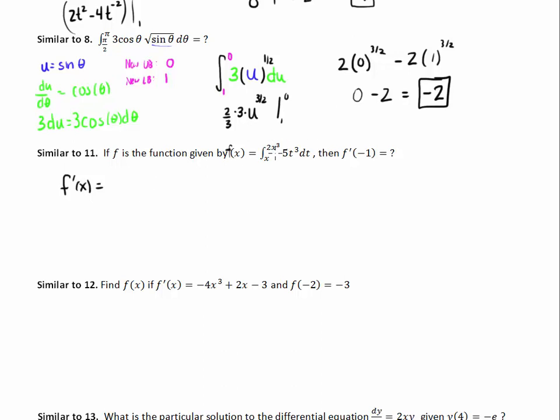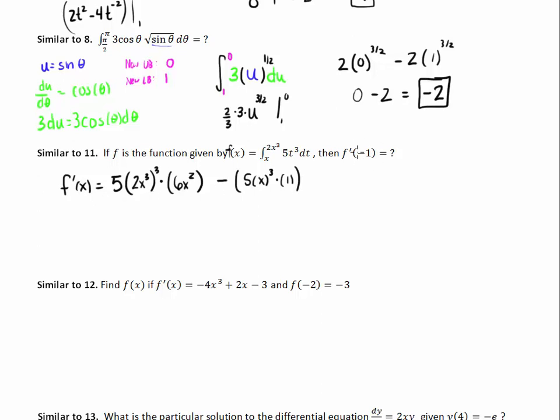So I take the top bound, I plug it in. So I get 5, plug in 2x cubed, and I'm going to cube it, times the derivative of the bounds. So that's going to be what, 6x squared? Minus what happens when I plug in x. So 5x cubed times the derivative of x, which is 1. So there's my derivative. I wouldn't simplify it more than that. I'll just leave it like that.